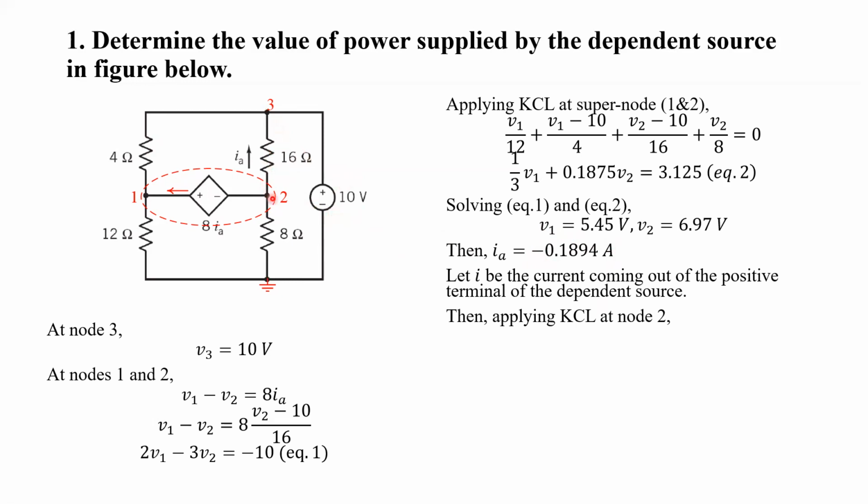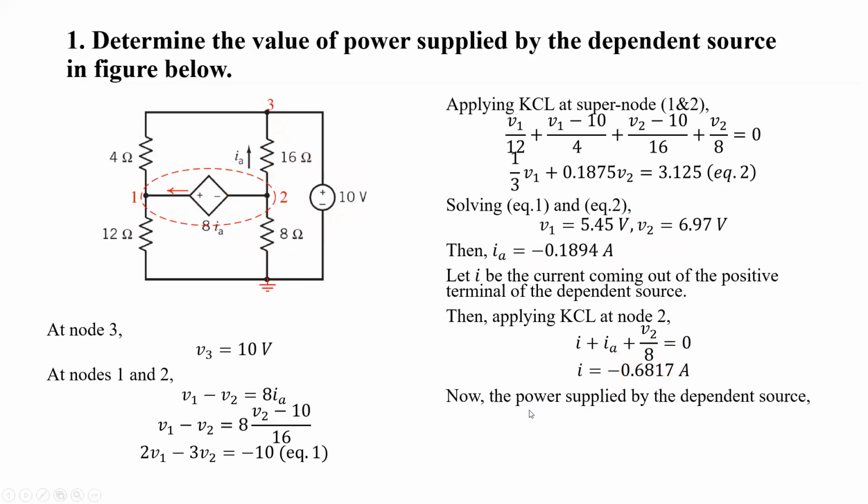Let's apply KCL at node 2. The outgoing currents are I, IA, and V2 divided by 8. The sum of all outgoing currents is 0. Now if we plug in the values of IA and V2, which are all determined, we can easily compute I, and I equals this.